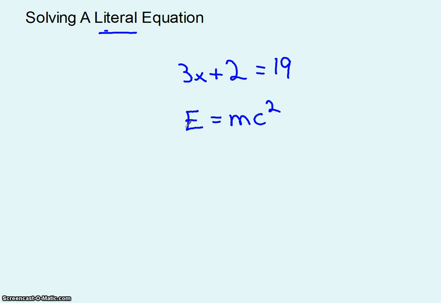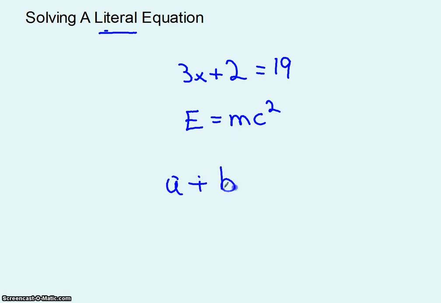Okay. And what we're going to be looking at is several different literal equations, and our goal is solving them. And what that means is getting a variable by itself. You'll notice that in this case, E is already by itself. So you might say, well, it's solved. Okay, but what if I want it solved for m? So the idea will be to change the equation around so that a different variable is by itself.